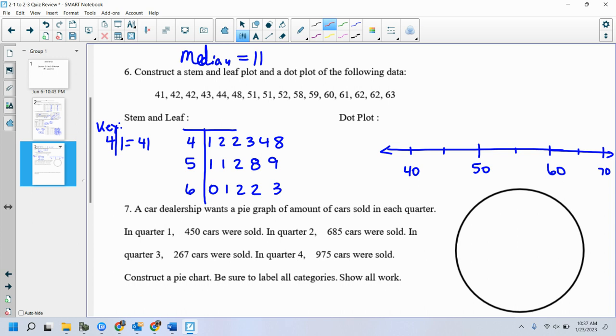So 41, 2 42s, 43, 44, 48, somewhere right there. 51, 51, 52, 58, 59, 60, 61, 62, 62, 63. Good?